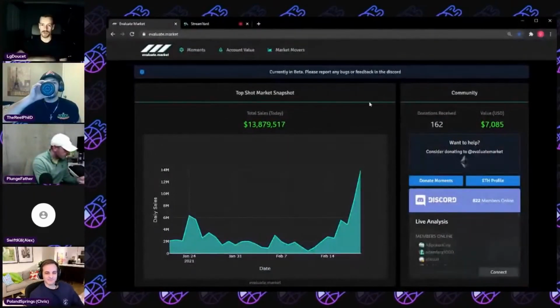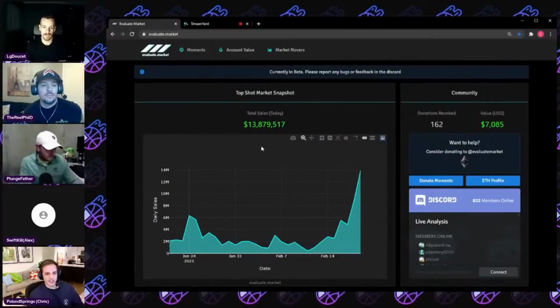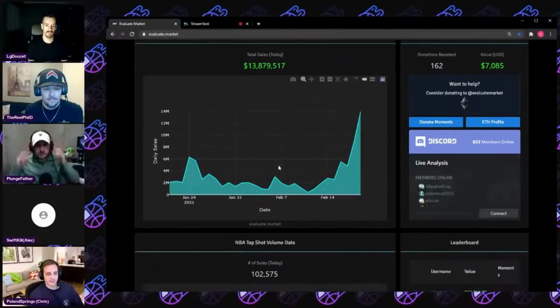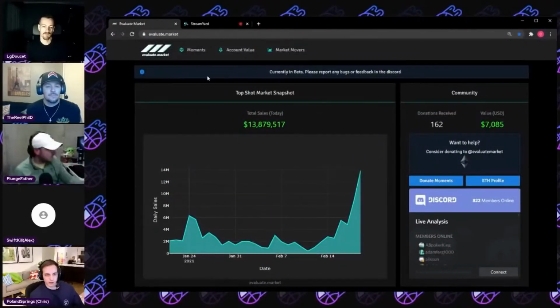Okay, Chris, over to you, man. Tell us all about this awesome tool. Awesome. Thanks, LG. So this is Evaluate.Market. We've released this on the 12th in the second iteration. And basically, it's how you can analyze what's happening in the market. It's where you can analyze individual moments, see your account value, and also see what's moving in the market.